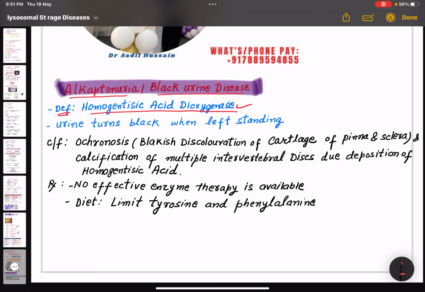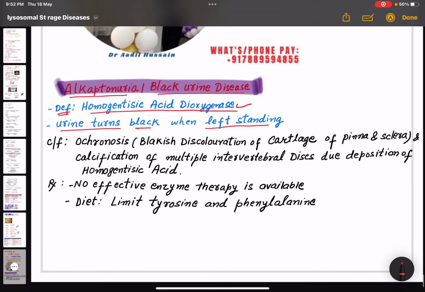Okay, see guys, in this question you will be given that urine turns black when left standing. When you take the urine sample from the patient and keep it for some time exposed to air, the urine sample will turn black in color.